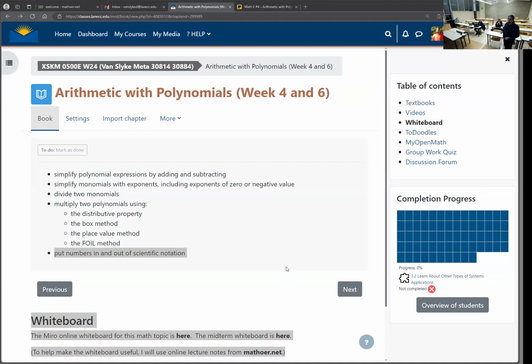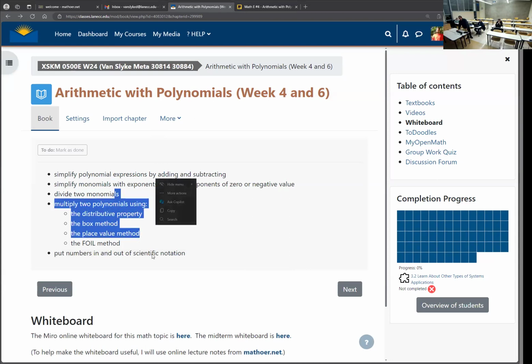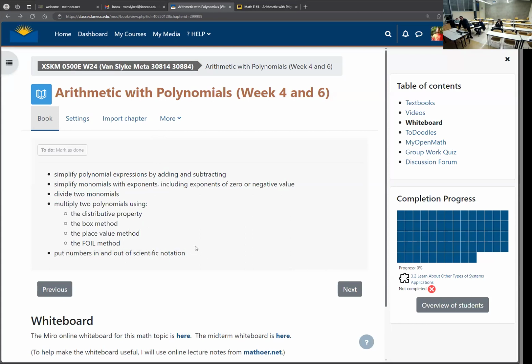So we're ready to move on to new things, but new things doesn't mean a new math topic because we didn't quite finish with arithmetic with polynomials. So we had simplifying, we did monomials, but we haven't done multiplying or dividing. And scientific notation doesn't really fit there, so we're going to just save that for later, and when we get to some good application problems, then we'll do that. So that's where we'll start.